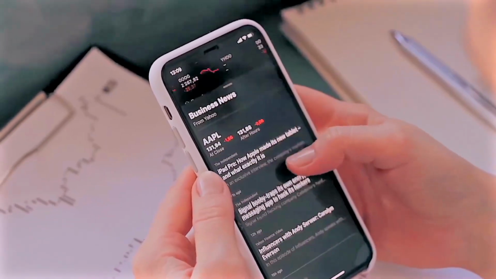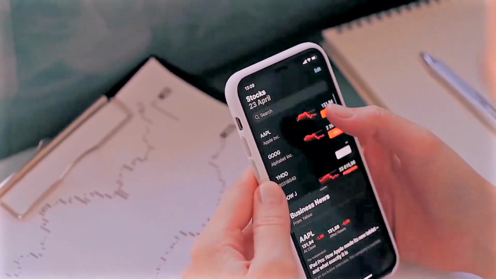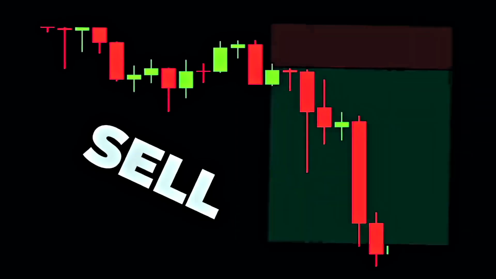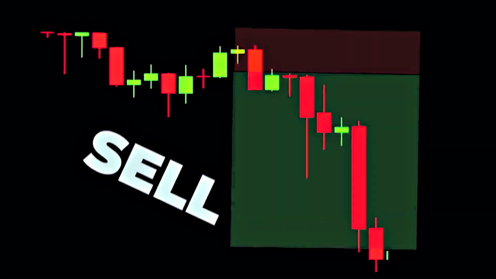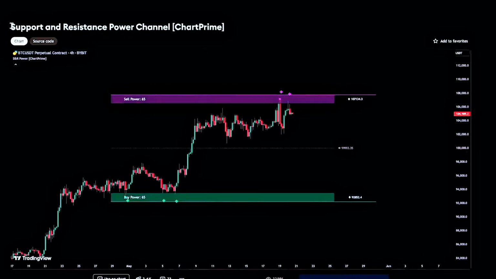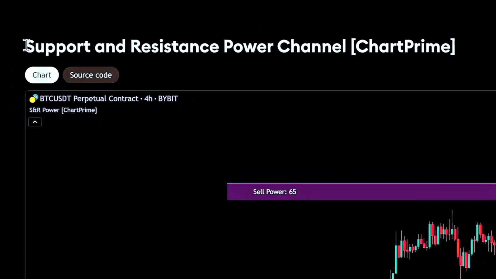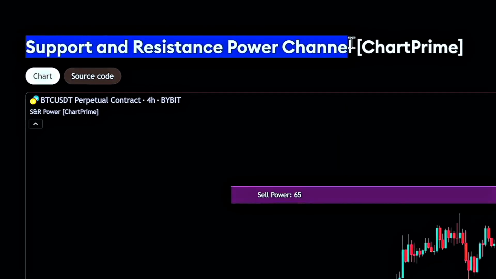Are you looking for a tool that helps you figure out when to buy and sell without overcomplicating things? Well, today we're checking out an indicator that does exactly that. It's called the Support and Resistance Power Channel by my favorite, ChartPrime.